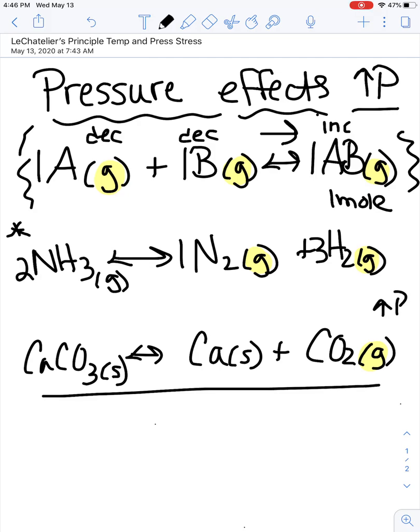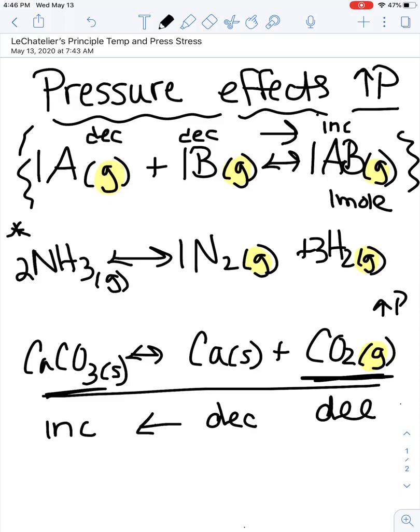Okay, so if I increase pressure, the side with the most number of gas molecules, which of course is this side because there's 1 and this side has none, it's going to shift away from that. So the concentration of this will increase, this will decrease, and this will decrease. Now, if you do the opposite, so if you reduce the pressure, it's going to shift to the side with the most number of molecules. So it's just the opposite.